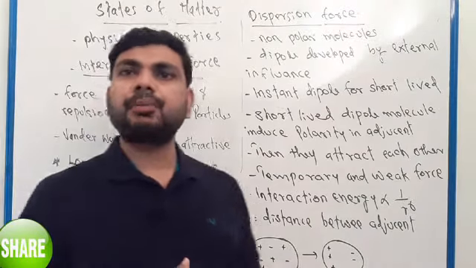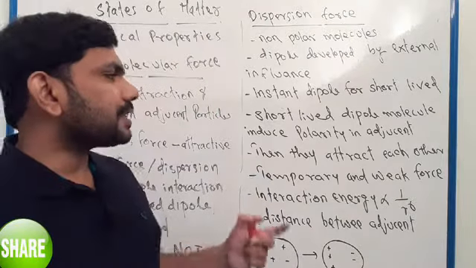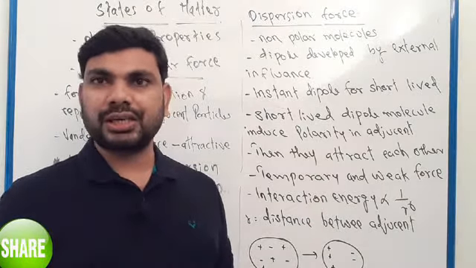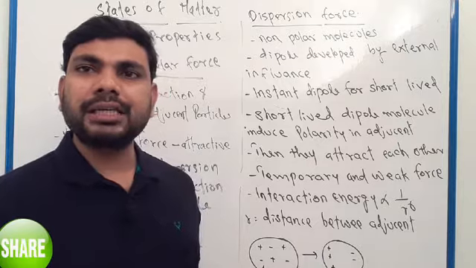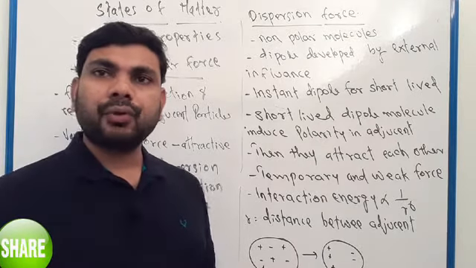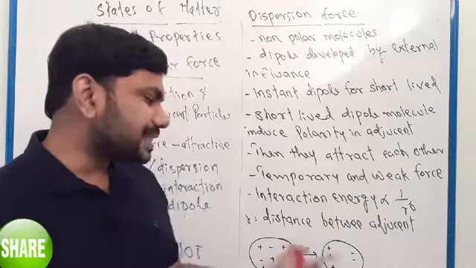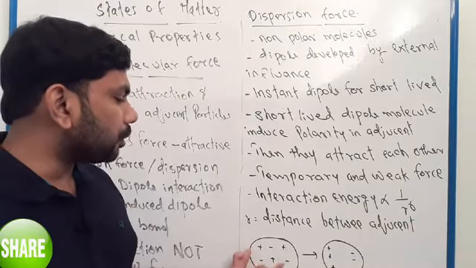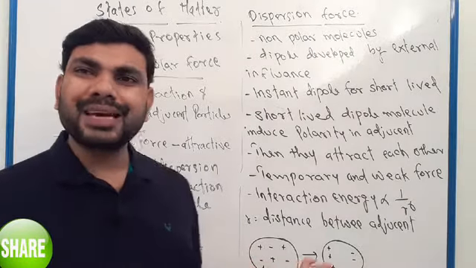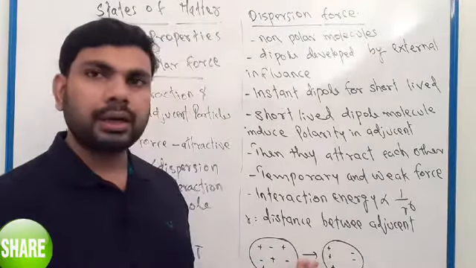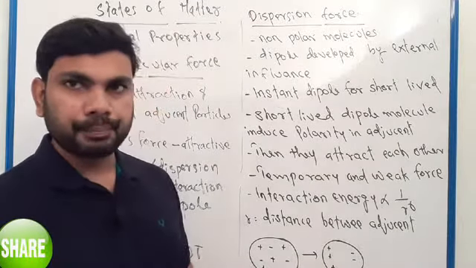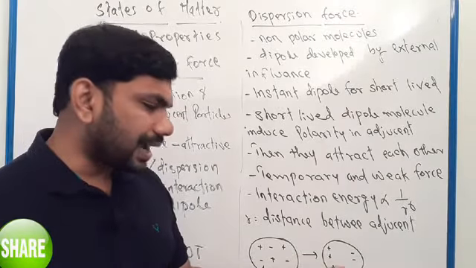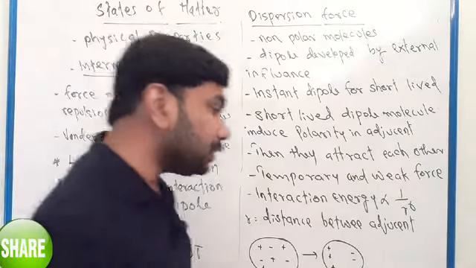That's why this London force or dispersion force is a weak force of attraction. It is a temporary force. This polarity lasts only for a short period. That's why it is a temporary force and a weak force of attraction. Now see here, this is one non-polar molecule. Because of some external influence, it became polar. It is a temporary polar molecule or temporary polar atom. This temporary polar atom or molecule will induce polarity.